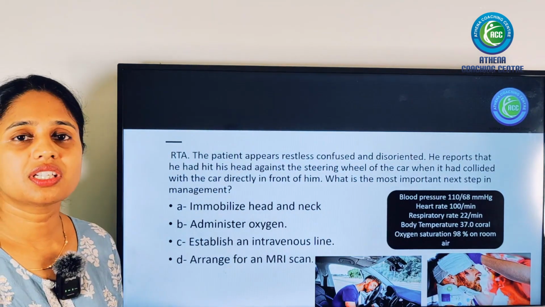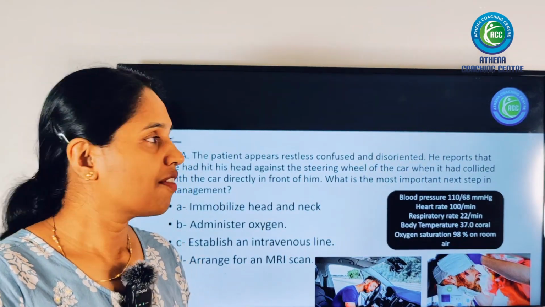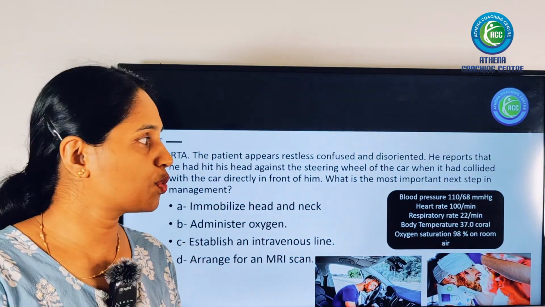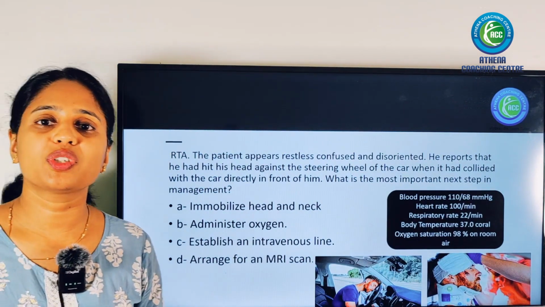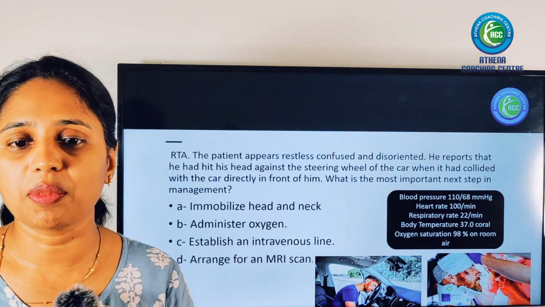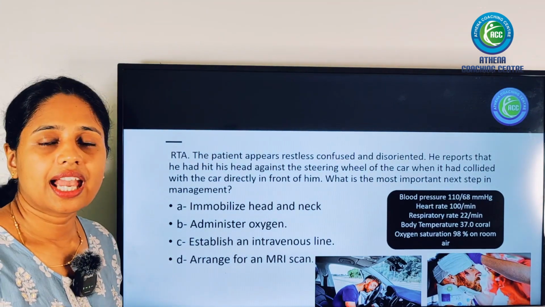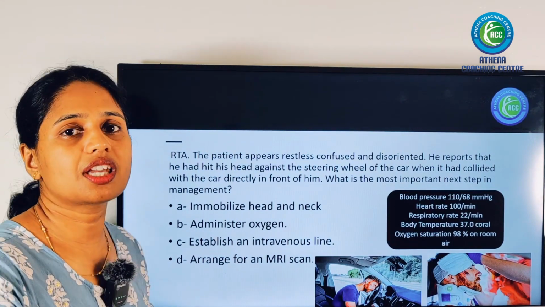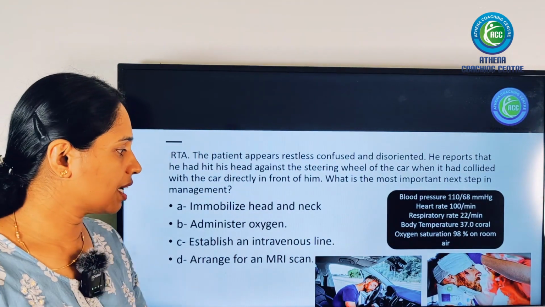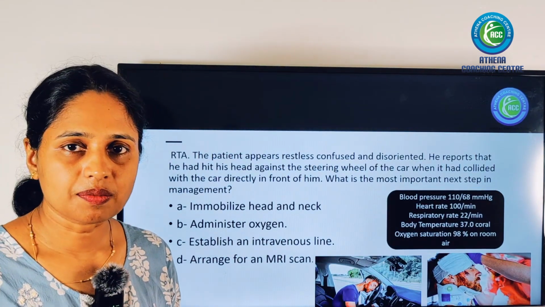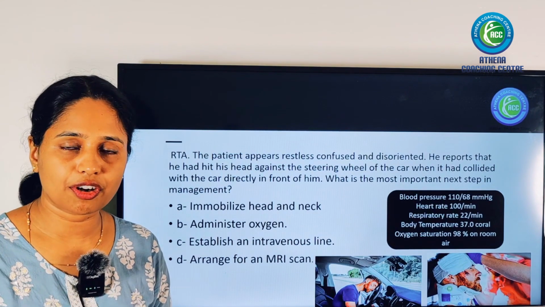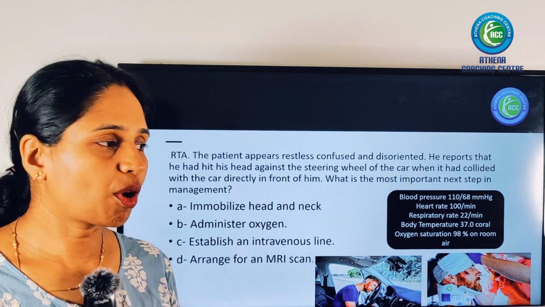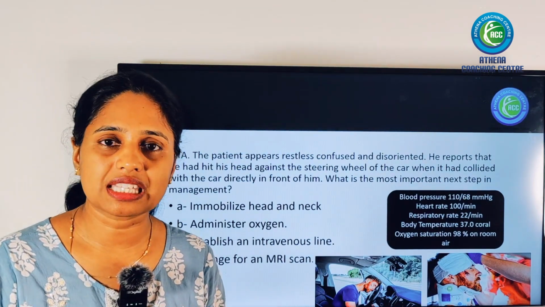So here a patient is presented in the hospital with a road traffic accident, whereas on examination the patient is restless, confused and disoriented. And when you approach the patient, he admits that he had hit his head against the steering wheel of the car when the car collided with the car in front of him. So it can be like this: while driving, when the car hit another car in front of him, the patient will get an injury. Most probably what happens, while driving we use a seat belt.